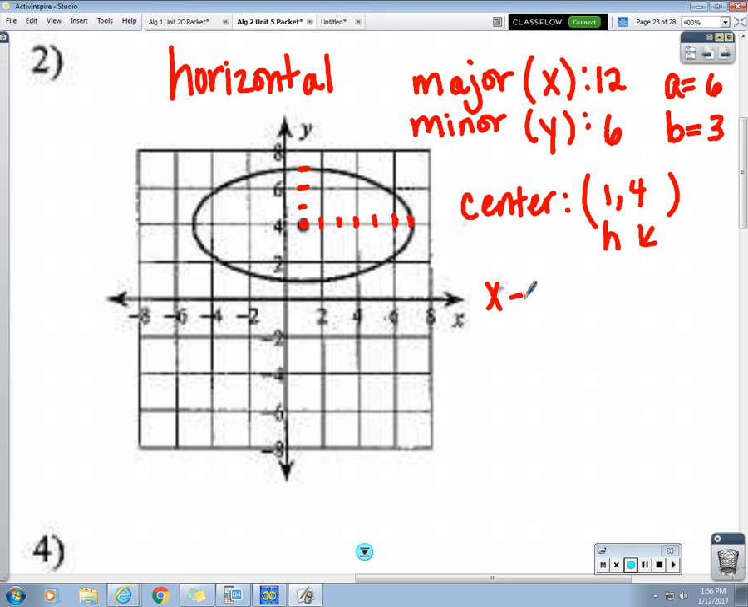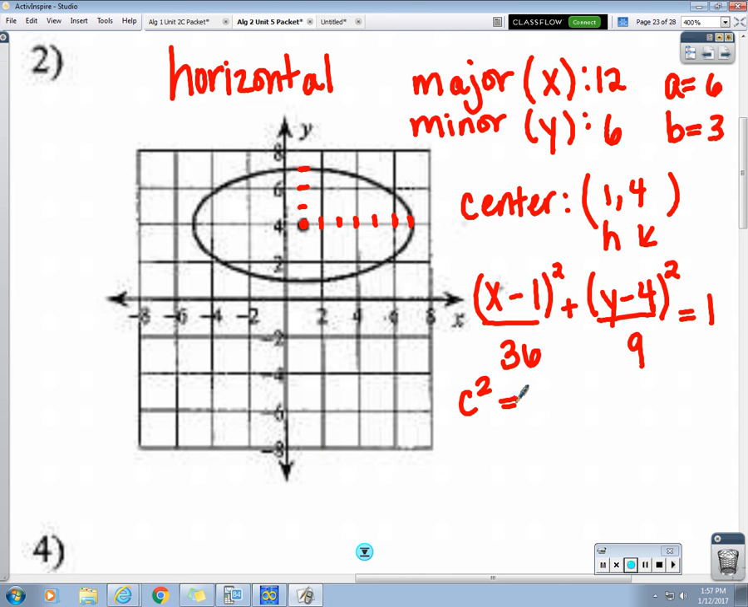So (x minus h) squared over a squared plus (y minus k) squared over b squared equals 1. If you're having trouble knowing what number goes where, look up here. The major axis always goes with A. So under the x, we'll put that 6 and square it. And then the minor axis this time goes with the B. So under y, we put the B value and square it. So there's your equation.